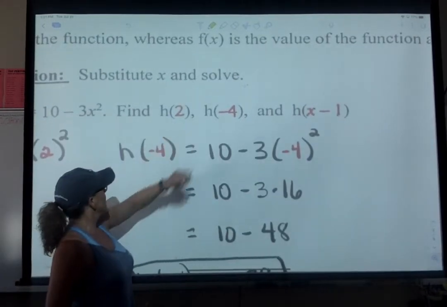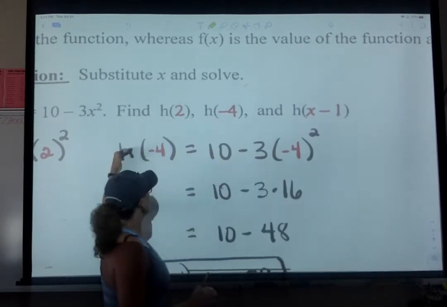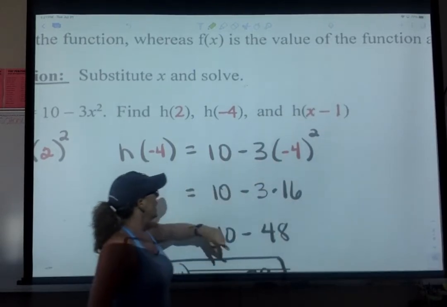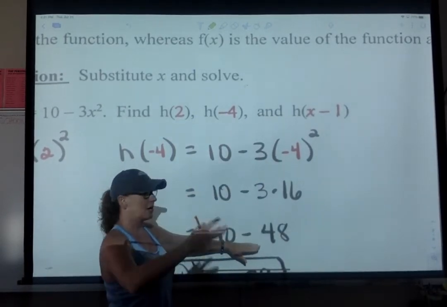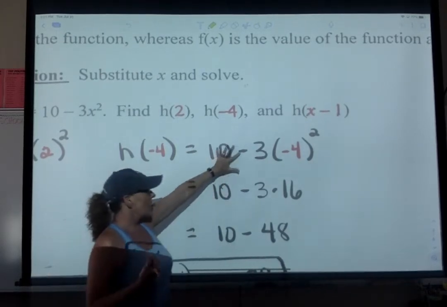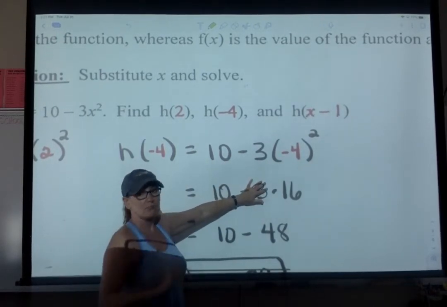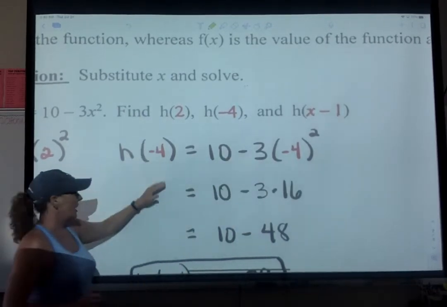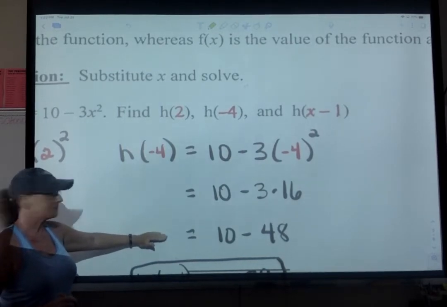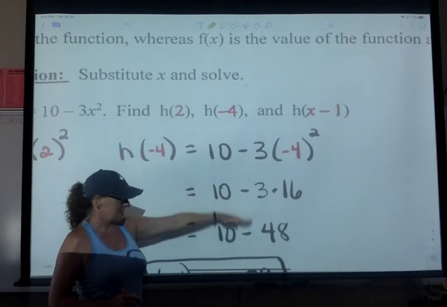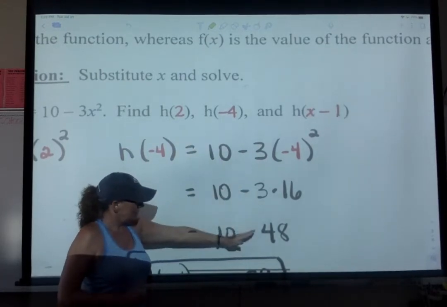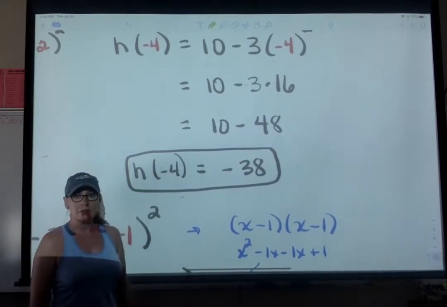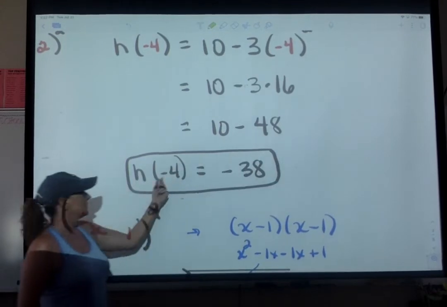Next one, find h of negative 4. Okay, I rewrote. So this is like the minimum amount of work that you should show. Show me that you're plugging in negative 4. And then from that point on, you can either do the math in your head or on your calculator. Doesn't matter. So notice I did this by steps. I didn't have to. I could have just typed it in my calculator. But when I choose to do it by steps, you don't need to rewrite this every single time on your paper. This side isn't changing. This side is. So we're just evaluating more, and then look, final answer, h of negative 4 equals negative 38. This is the y value that I got when I plugged in negative 4 for x.